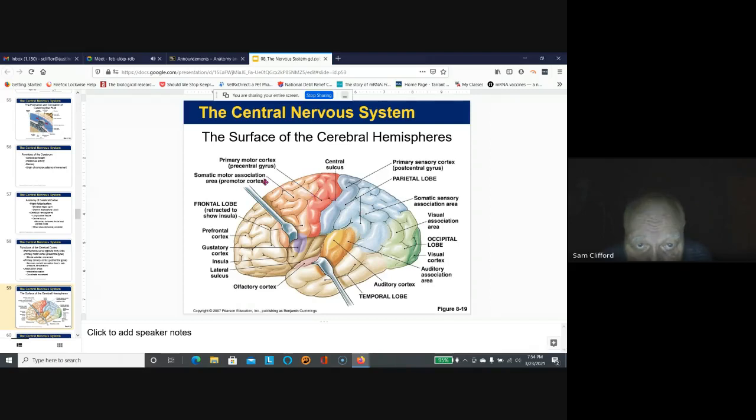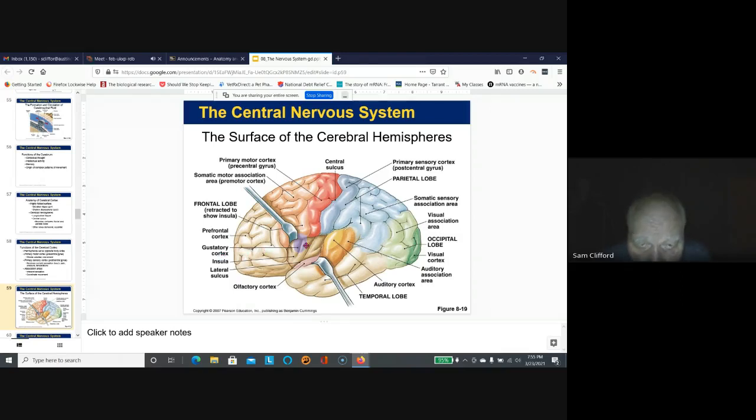Here we have the somatic motor association area. So all these parts of the brain are working together. The primary motor cortex and the somatic motor association area, all these parts of the brain are working together to coordinate muscle movement. These parts are involved in processing sensory input, which leads to muscle activity.